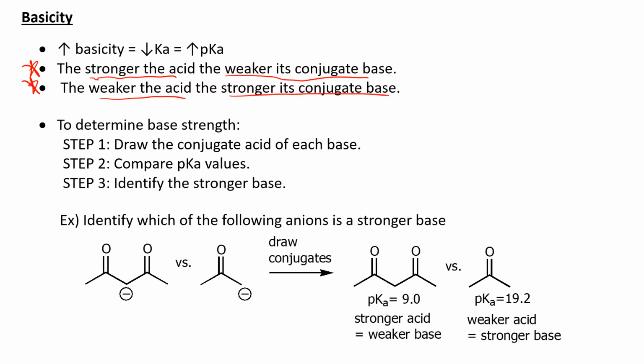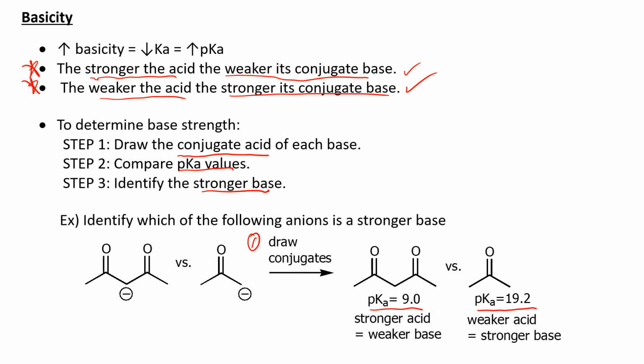So in order to determine base strength, we're going to be looking at the conjugate acids. You have to do this every time. Then we're going to compare the pKa values, and we're going to identify the stronger base by using these two concepts. For example, let's identify which of the following is the stronger base. So step 1, draw the conjugates. Step 2, find the structures for the conjugate acids on your pKa table. So our first one has a pKa of 9, and the second one has a pKa of 19.2.